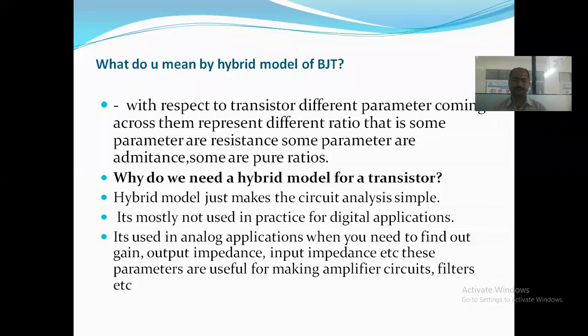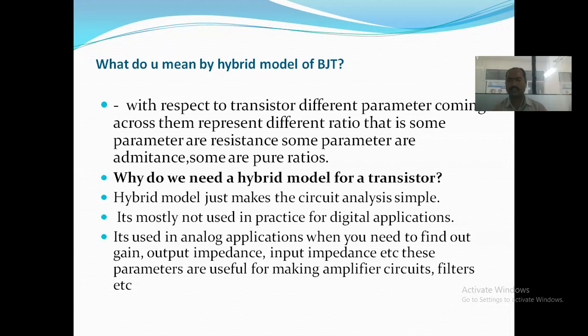Now see, why do we need the hybrid model of transistor? When we have to analyze the transistor using the Z parameter or Y parameter, these are mathematical things, right? A mathematical thing indicates a way to analyze something. Analysis means we apply a certain voltage or small current to the device, and accordingly see how it works. That is nothing but analysis, right?